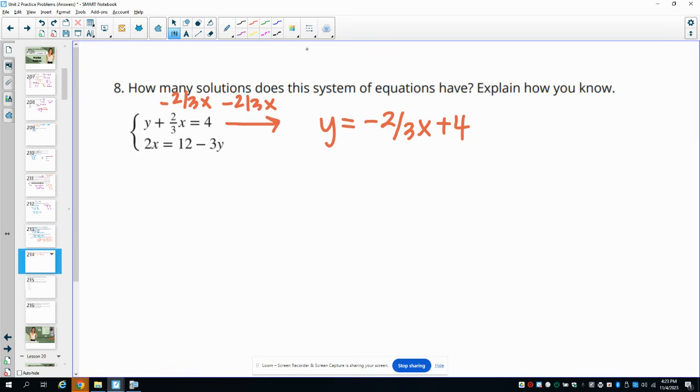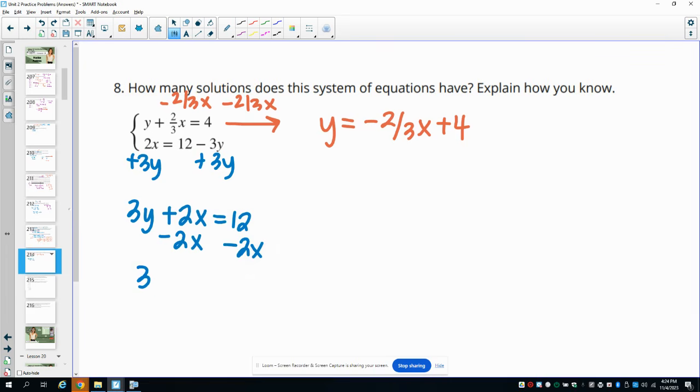So then for this bottom one, I'm going to do the same thing. I'm going to solve it for y. So the first thing I'm going to do is actually bring y back over here. So then I'd be at 3y with a positive 2x equals 12. So then I'm going to subtract 2x from both sides. So we'll be at 3y equals negative 2x plus 12. Then I'm going to divide everything by 3.